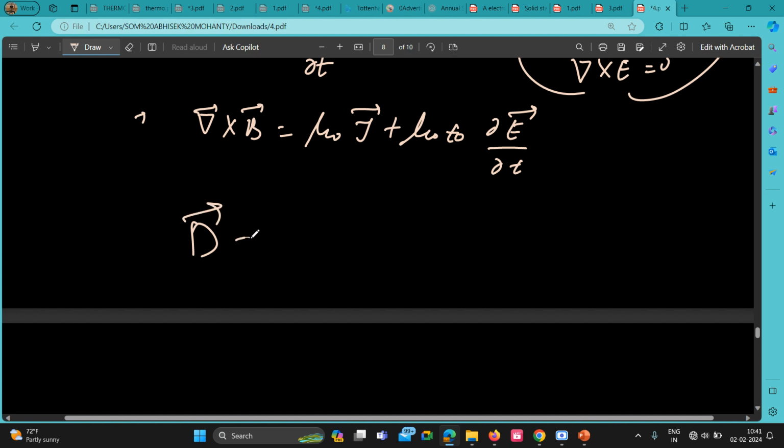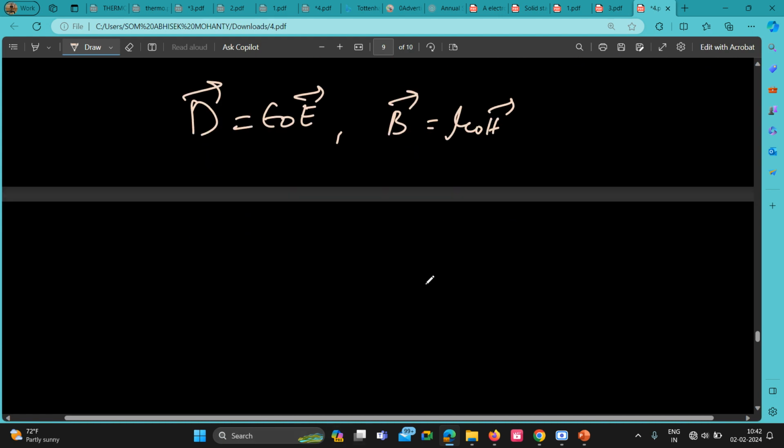D we know is a displacement vector, and B is this. Okay, is that all right? Properties of Maxwell equations. Equation of continuity is what? Equation of continuity is del dot J plus del rho by del t is equal to 0. Is that all right? Okay.